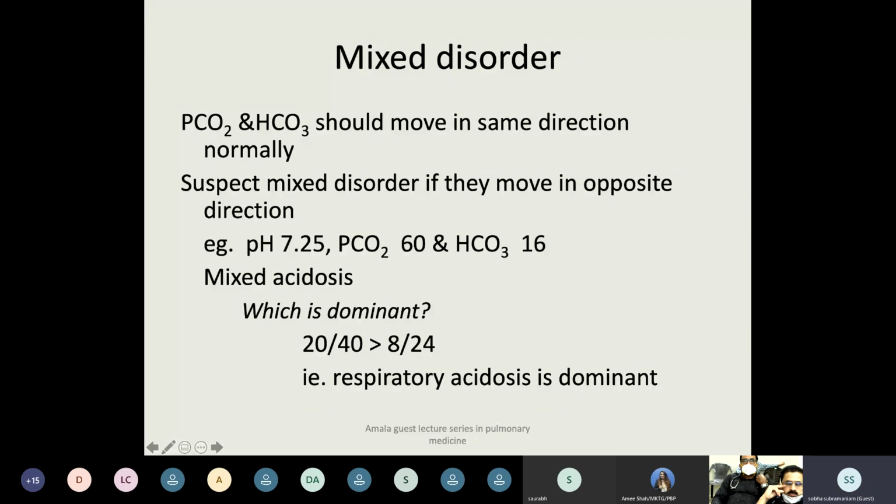For example, pH is 7.25, that is acidosis. So what is the culprit? PCO2, yes, 60. That is respiratory acidosis. Is the bicarb 16? So metabolic acidosis. So you have got a mixed acidosis. So what will you do next? You have to see which is the dominant one. So is it 60 minus 40, that is 20 by 40, or is it 24 minus 16, that is 8 by 24? Which is the dominant? It is respiratory acidosis. So here you have mixed acidosis with respiratory acidosis as the dominant abnormality.